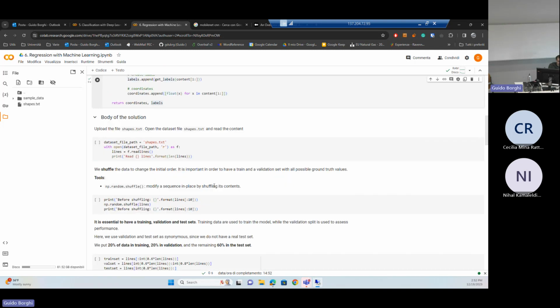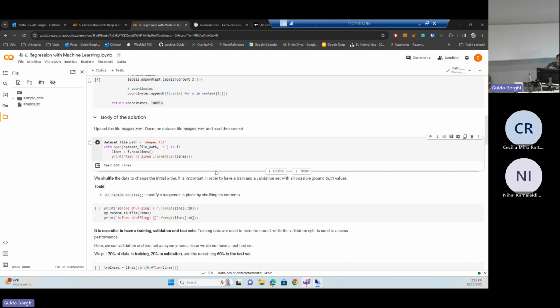Okay, here we have the body of the solution. So the first step is to, of course, open the shape.txt file and read all the content, all the lines of the shapes.txt file. And in the standard version of the Euclid dataset, we have 800 lines.